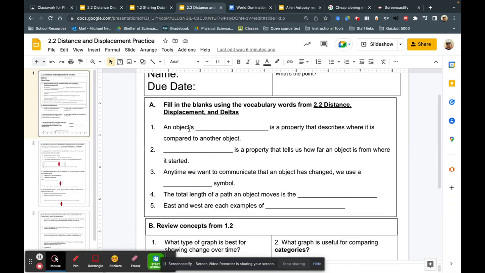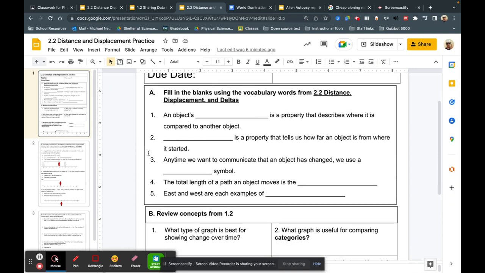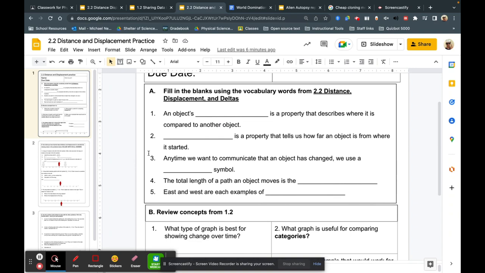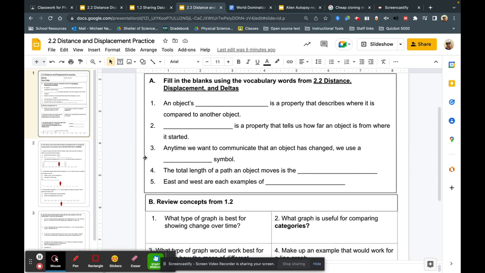Starting out, an object's position is a property that describes where it is compared to another object. We represent that with the variable x in all of our formulas. Number two, displacement is a property that tells us how far an object is from where it started. Number three, anytime we want to communicate that an object has changed, we use a delta symbol.